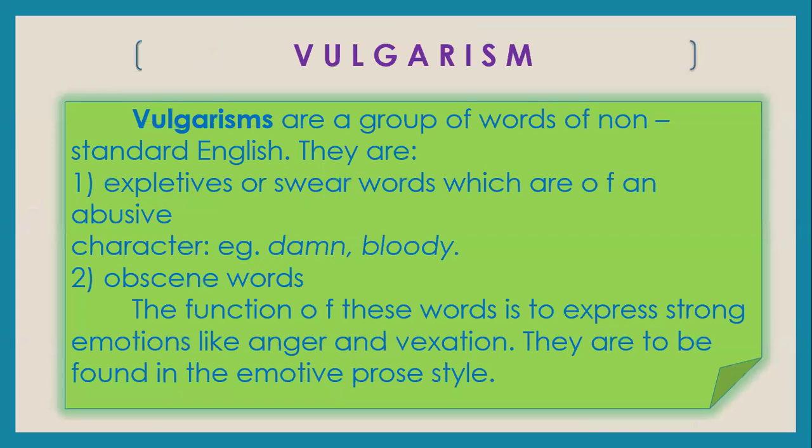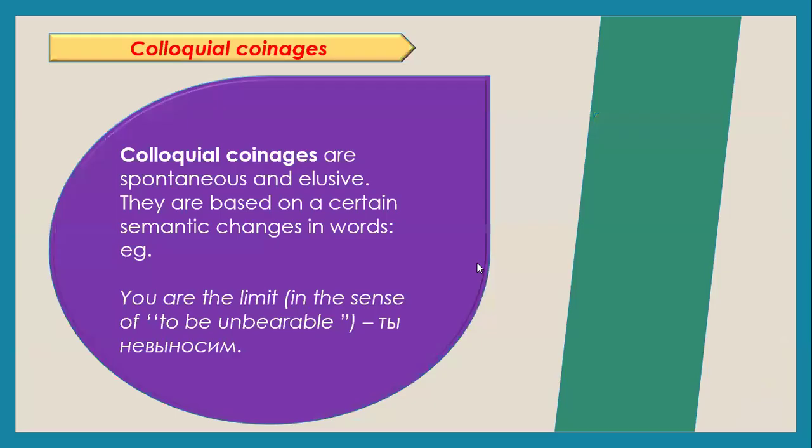Vulgarisms are a group of words of non-standard English. They are expletives or swear words which are of an abusive character. For example, damn, bloody. And second, obscene words. The function of these words is to express strong emotions like anger and vexation. They are to be found in the emotive prose style.